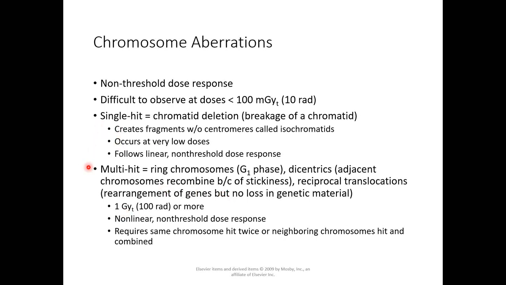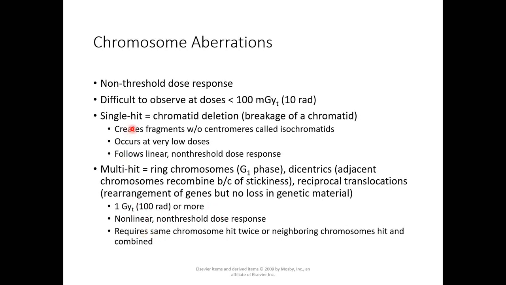Your multi-hit aberrations can make ring chromosomes, which look literally like rings. You can have dicentrics, which have 2 rings, so two of them stick together. Reciprocal translocations, where it's rearranging the genes, but you're not losing any genetic material. This type of reaction can occur at 1 gray or 100 rads or more.